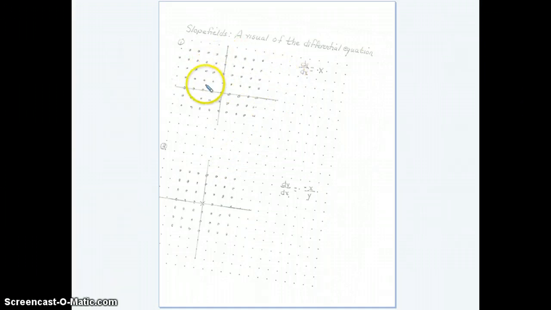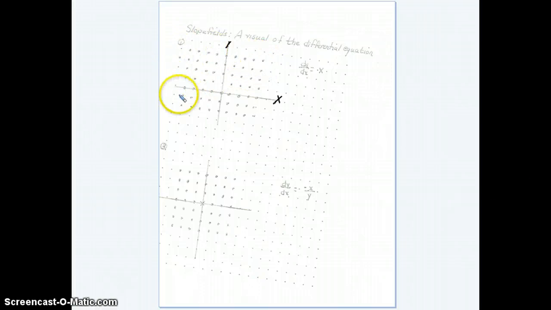Make sure that you understand what's going on here. This is just an XY plane. These little dots are part of the slope field graph paper. And notice I made an XY axis. Here's Y, here's X. I made the XY axis and I enhanced some of these points.